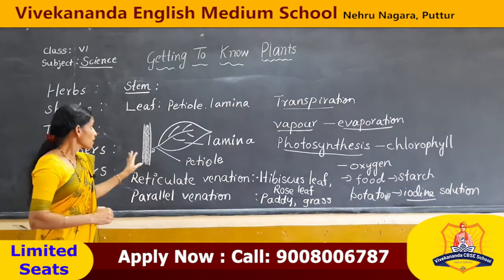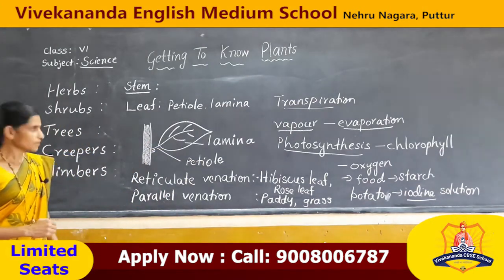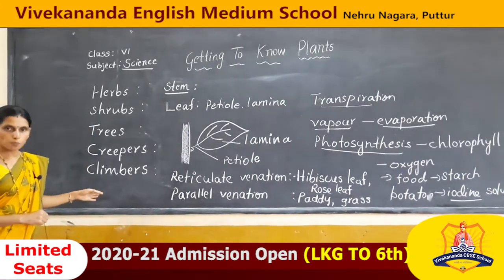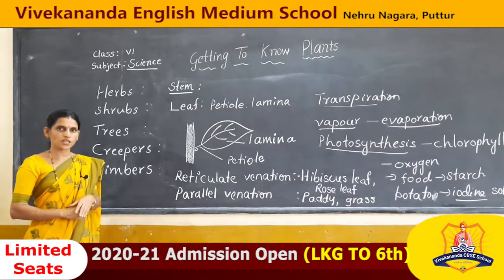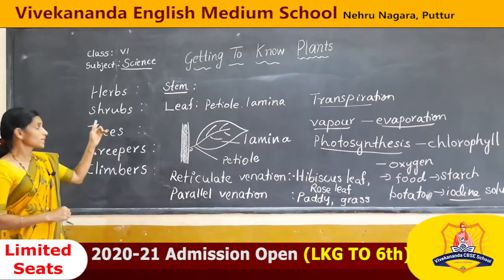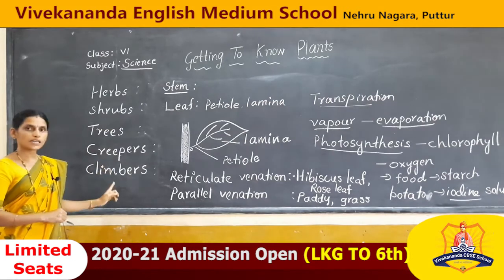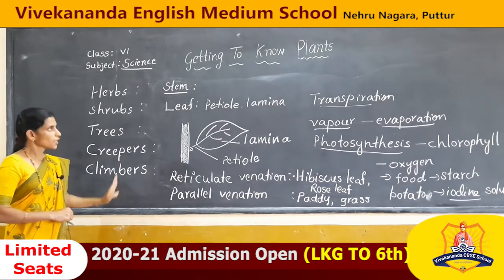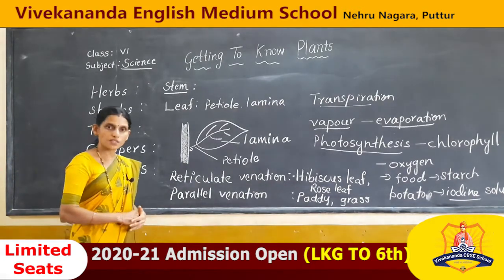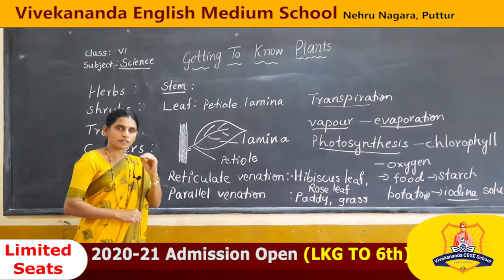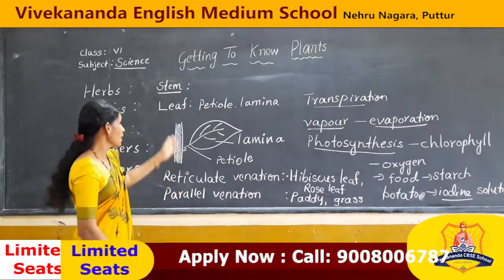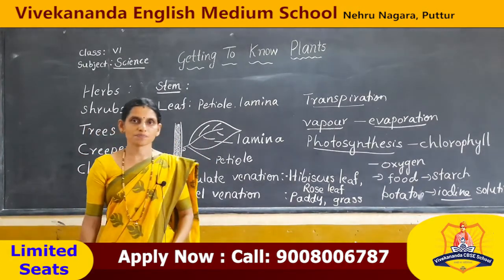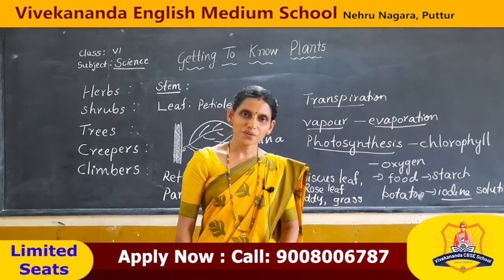Let us conclude today's lesson. First we have learnt about plants and groups of plants. Plants are categorized into groups like herbs, shrubs, trees, creepers and climbers, and the definitions of all these groups. Next we have learnt about the stem and its functions, and also the leaf, the parts of a leaf and its functions. Thank you. Have a good day.